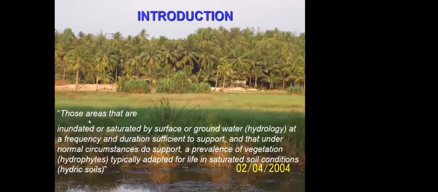So wetlands are nothing but those areas inundated or saturated by surface or groundwater hydrology at a frequency and duration sufficient to support, and that under normal circumstances do support, a prevalence of vegetation, hydrophytes, typically adapted for life in saturated soil conditions. Saturated soil conditions, that is nothing but hydric soil. Of course, the date which you may get surprised, 2004, so it is during my PhD work that the photographs were taken. These are the wetlands, this is the upland, and this is an aquatic or open water body.